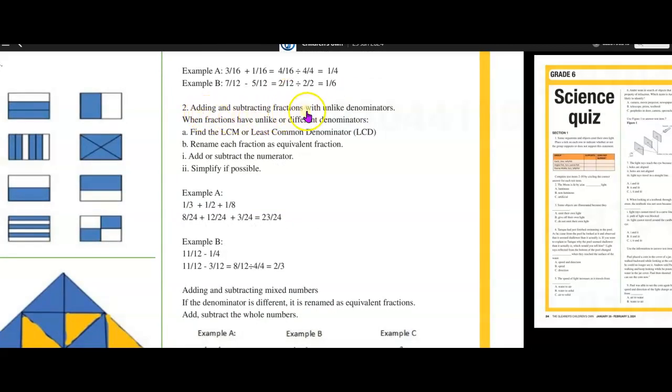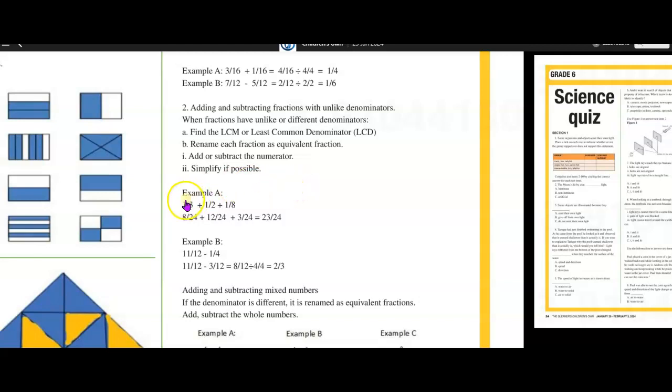Adding and subtracting fractions with unlike denominators. When fractions have unlike or different denominators, we need to find the LCM or the LCD, which is the least common denominator. Now, you rename each fraction as the equivalent fraction. Then we add or subtract the numerators and then simplify if possible.